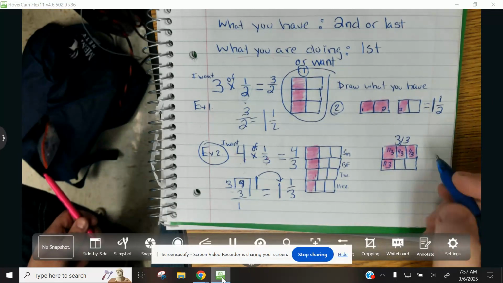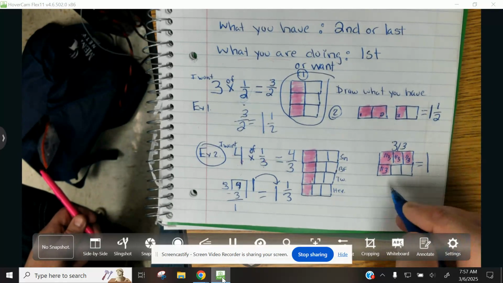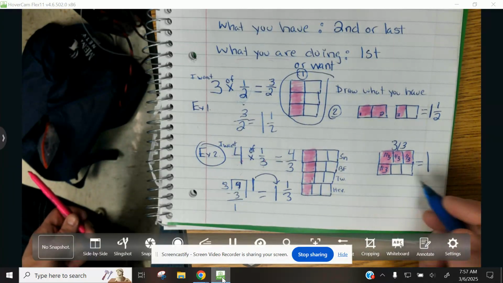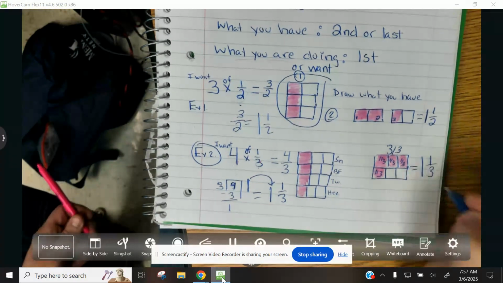How many full candy bars do I have? 1 full candy bar. How many candy bars of the second candy bar? I have only 1/3. And there's your answer.